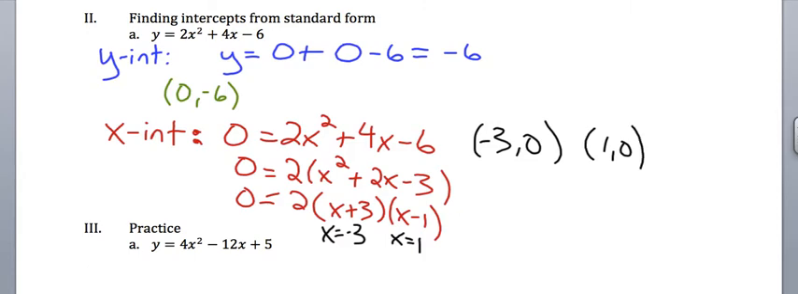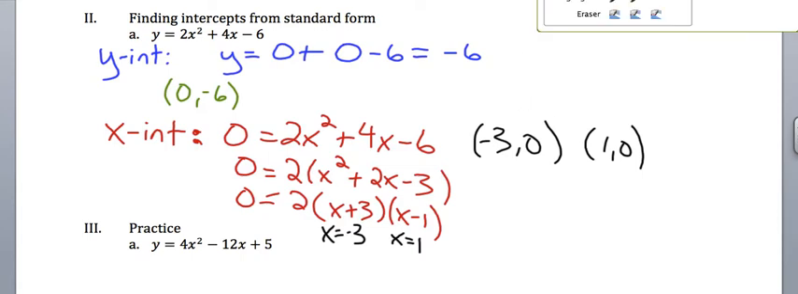Okay? And those would already give you 3 nice points to put on your graph. 0, negative 6 is on your graph, negative 3, 0 is on your graph, and 1, 0 is on your graph. So you already got some nice points to be able to graph right there. We're not ready to make a full-fledged graph yet. We're going to put that all together next lesson. We just want to come up with intercepts here. Now, you could have solved for x with the quadratic formula or by completing the square as well.